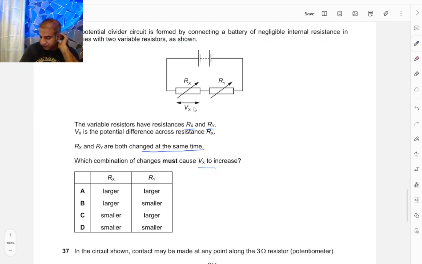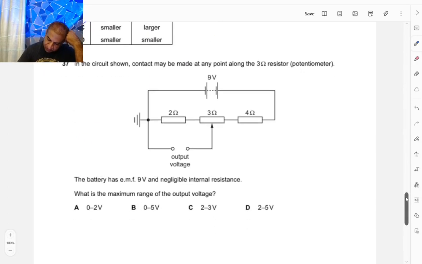If we want to increase Vx, we need to increase Rx because more work needs to be done in pushing the charge through this resistive element if the resistance is increased. So that would increase Vx, and we also need to decrease this Ry so that a major chunk of the EMF falls over here. So Rx should be larger and Ry should be smaller. So B should be the right answer. Let's just move on to the next question.